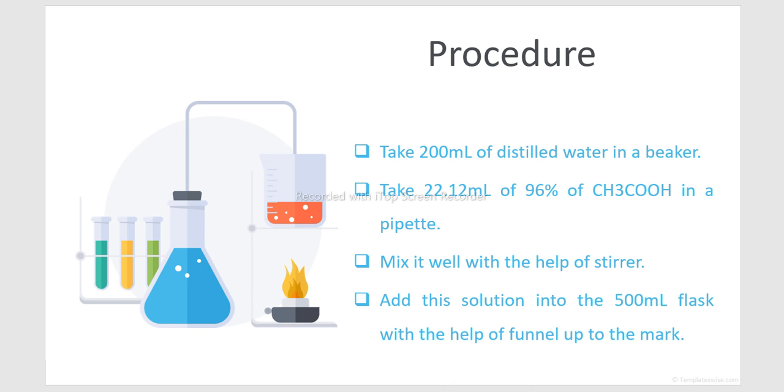The procedure will be: we will take 200 milliliter of distilled water in a beaker, and we will take 22.12 milliliter of 96% CH3COOH, which we concluded above, in a pipette, and then we'll mix it well with the help of a stirrer, and then we'll add the solution into a 500 milliliter volumetric flask with the help of a funnel, up to the mark given on the flask.